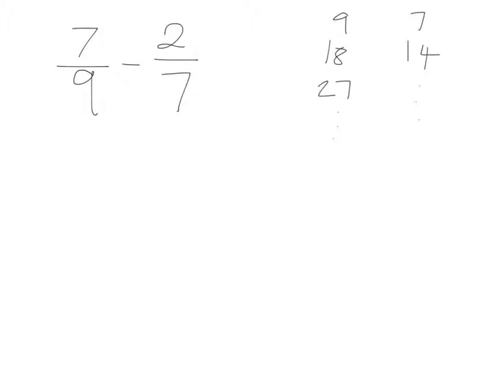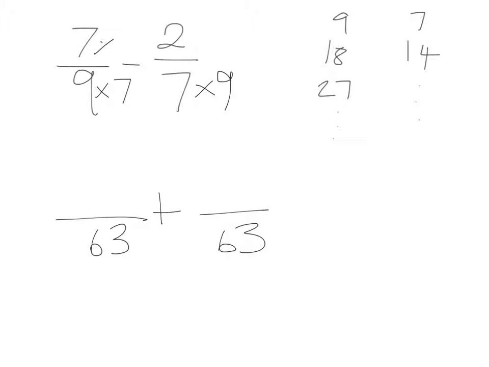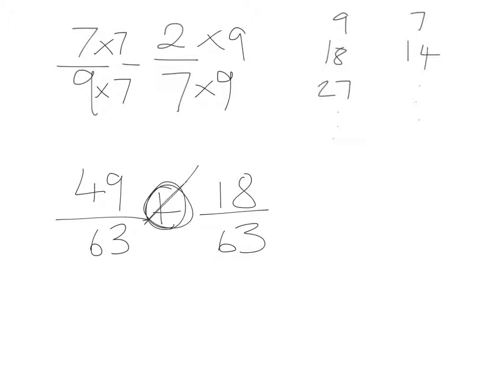Alternatively, I could just multiply this one by this denominator and this one by this denominator, because 9 times 7 is the same as 7 multiplied by 9. So I'd have 63. I'd have 63. I must multiply this by 7 too, 49. And must multiply this by 9 too. I get 18. Now I've made a mistake here. This should not be a plus. It should be a subtract. And a lot of you will probably make that mistake too, so make sure that you don't.